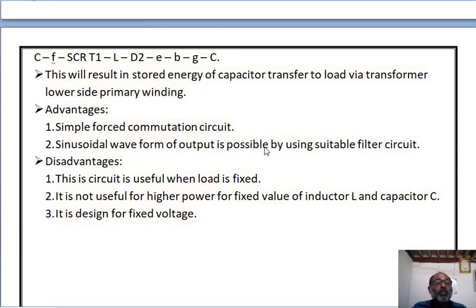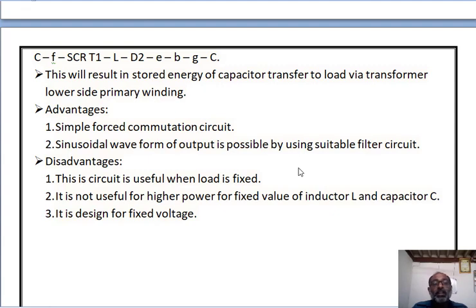Now let me see the advantages. First, it is a simple force commutation circuit. Second, a sinusoidal output waveform is possible by using a suitably designed filter circuit.